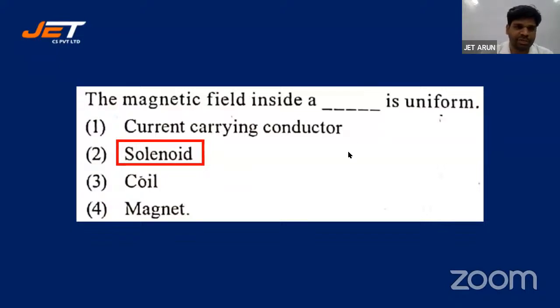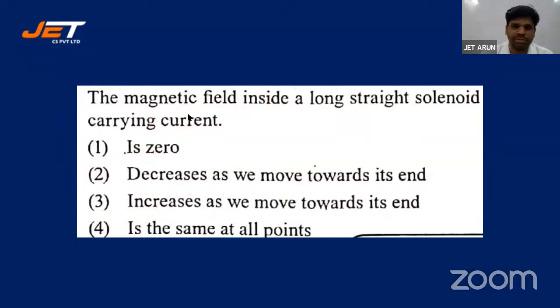All right, let's go for the next one. Yeah, here the magnetic field inside a long straight solenoid carrying current is 0, decreases as we move towards its end, increases as we move towards its end, is same at all points. Long straight solenoid, students. Same question asked again in a different way. That's it. So you should get the right answer this time.